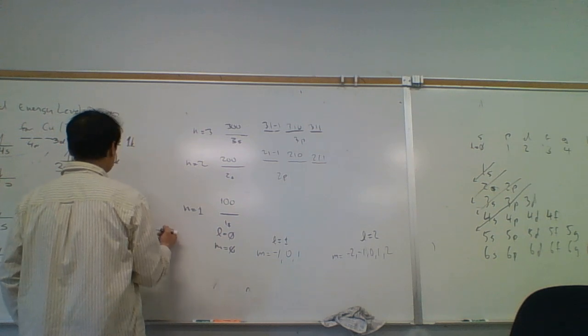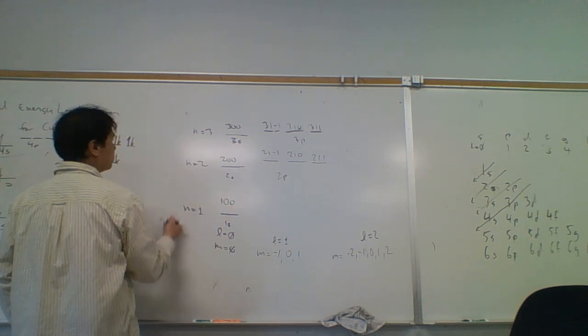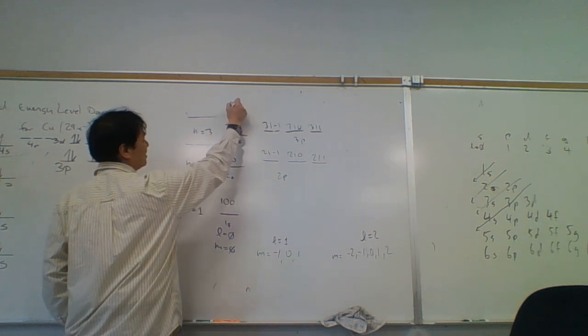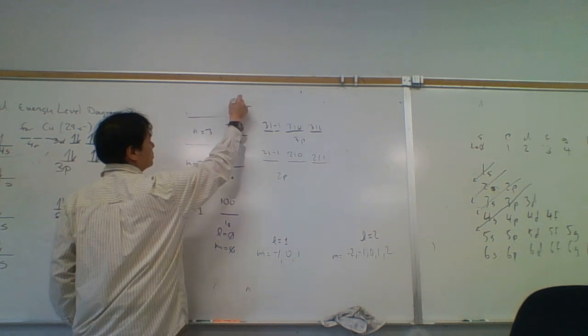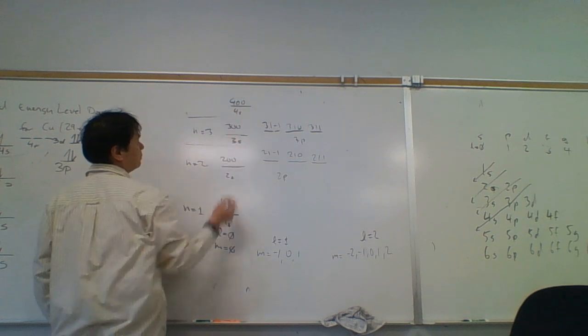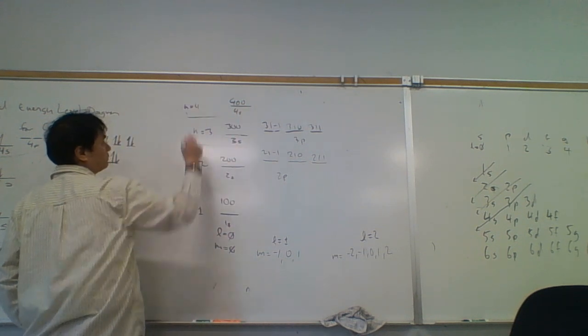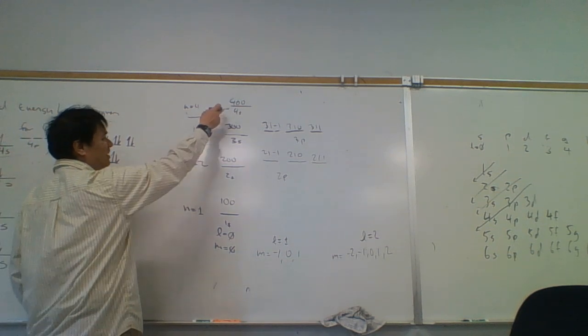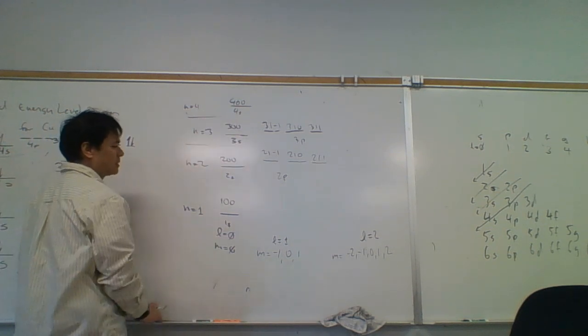What shell does the 3D go into? The fourth shell. So here's the third shell. The fourth shell is going to be up here. So it's going to start off with the 4S. But now it's mixed up. Now we've got an n equals 3 orbital in there, so things start to get mixed up.